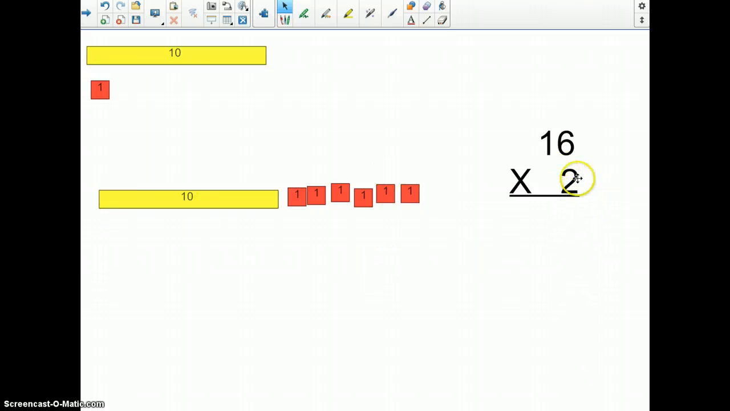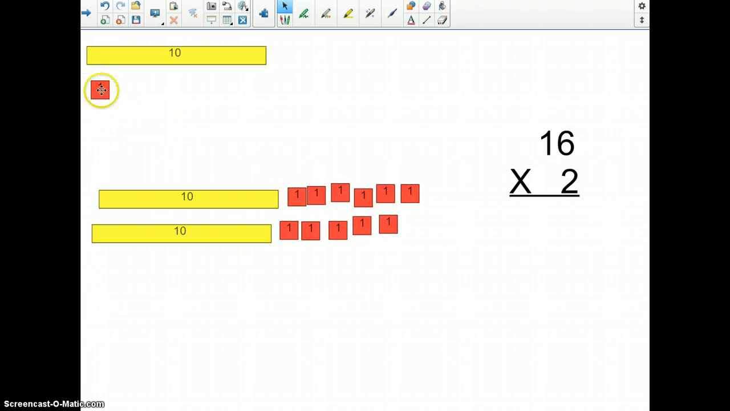This right here says I need 2 groups of 16. So here's my one group of 16. Let me get another group of 16. Okay, so I have a second group of 16. So I have 2 groups. So here's my 2 groups of 16. 16 times 2. I can just add those up. Here's 10 and 10. And I know that 10 and 10 makes 20. And then I add these up over here.